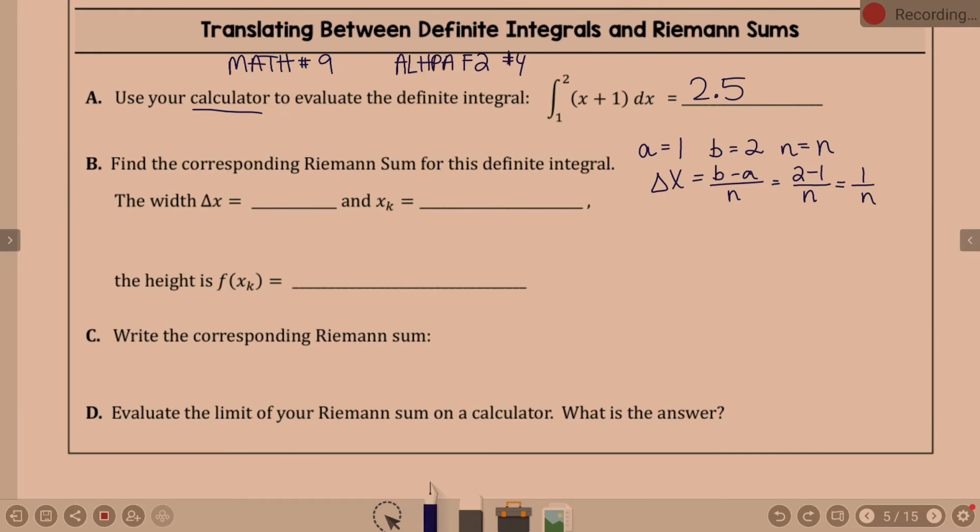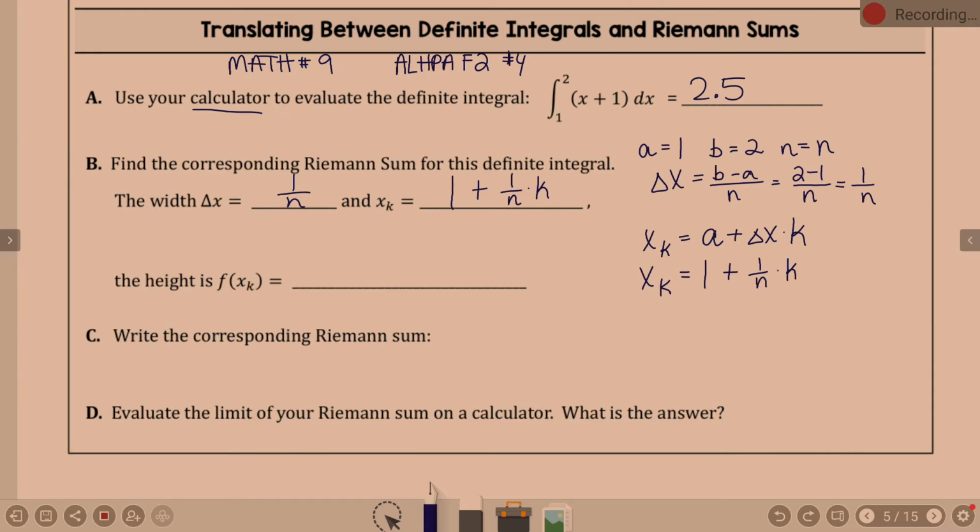What about x sub k? Let me fill that in here. X sub k is a plus delta x times k, right? So x sub k is 1 plus 1 over n times k, which could be left that way, or written as k over n. Okay, so that is x sub k.